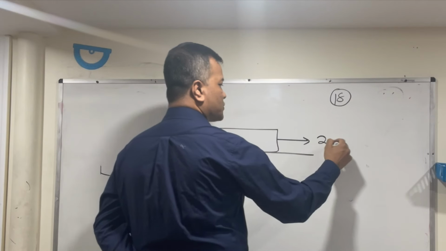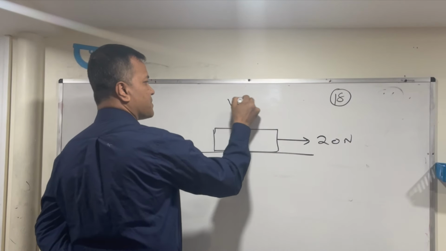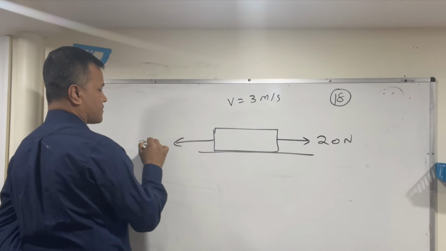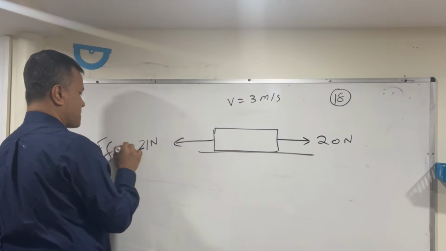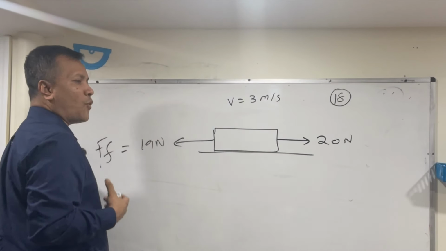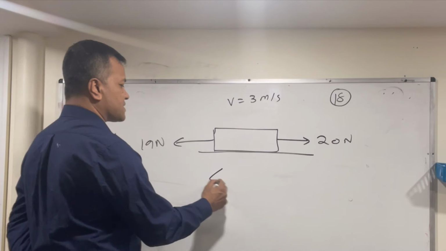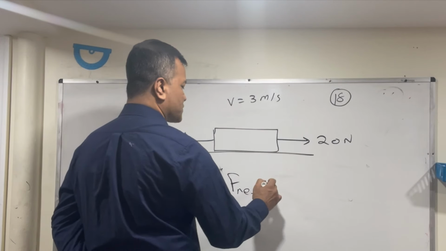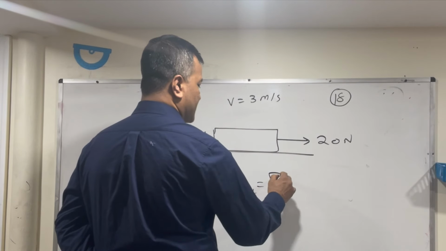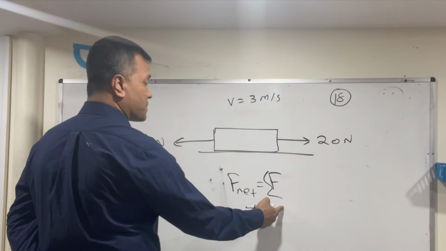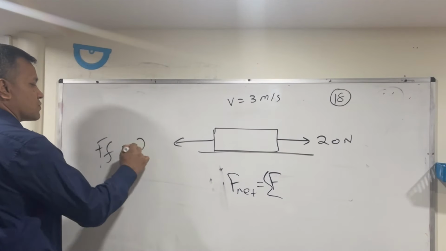20 Newton. And the constant velocity is 3 meter per second, right? Can this one ever be 21? No. Can friction force be 21? No. Can it be 19? No. Why can friction force not be 19? Because net force has to be 0, right? So if net force has to be 0, then the force of friction is minus 20. All the forces have to be equal. Okay, so 20. Good.